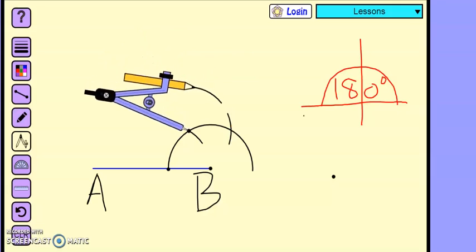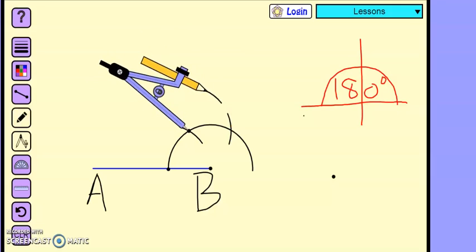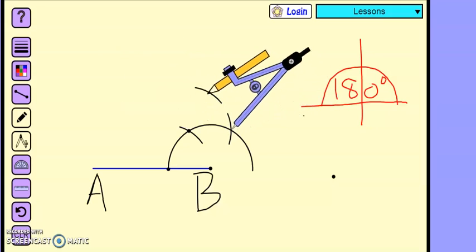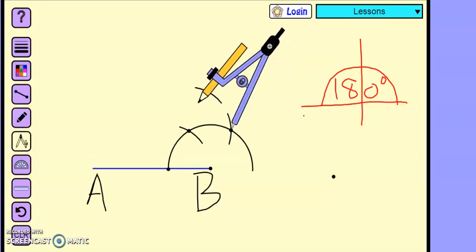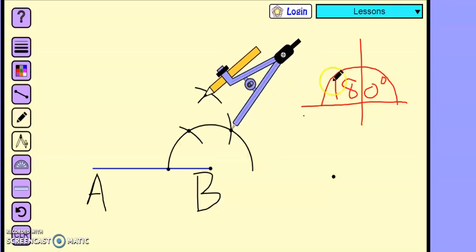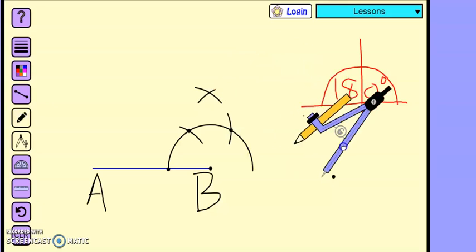By placing my compass needle at 60 degree, I have drawn an arc. Now I am going to place my compass needle at 120 degree, and I am going to cut my previous arc of 60 degree. As you can see, these two arcs are bisecting each other.